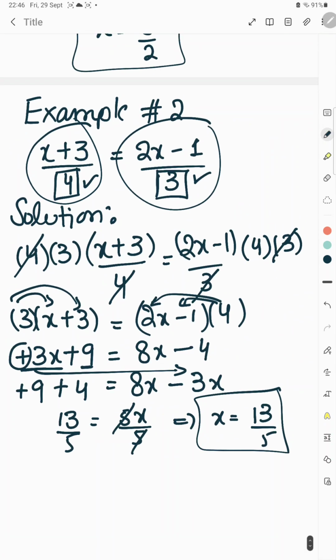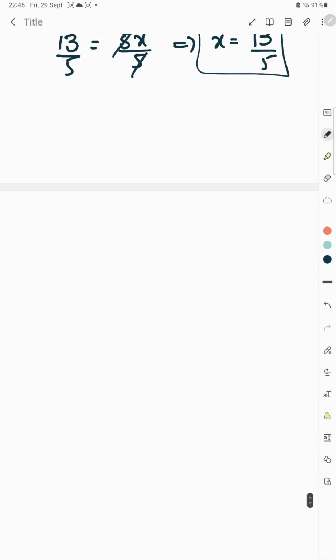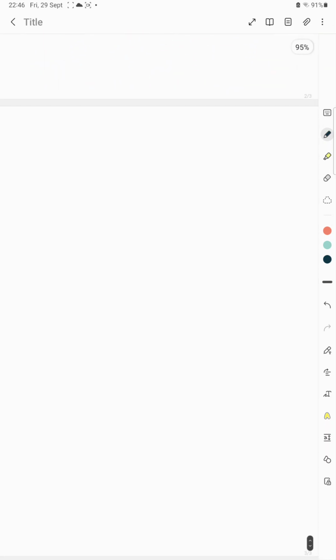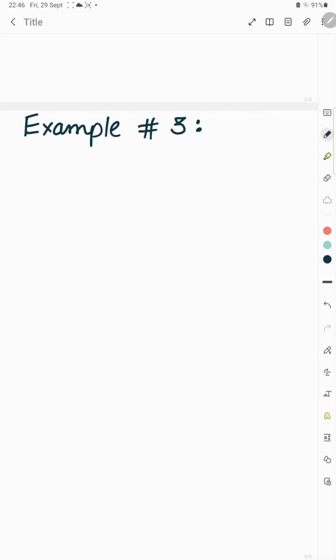Now I will solve the last example for you so the concept becomes more clear. Example number 3, sorry. So example number 3 is 5 divided by x minus 1, plus 2, equals 12.